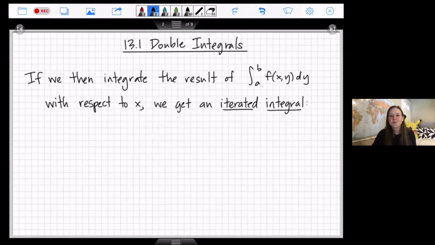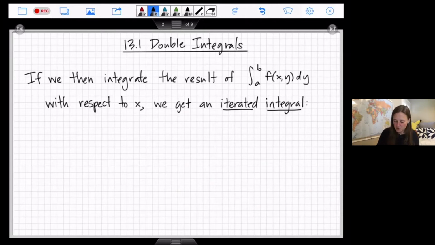Usually when we do integrals of functions of two variables, we actually integrate with respect to one variable and then the other one right afterwards. So we might integrate with respect to y, but then when we're done, we'll turn right around and integrate with respect to x. When we do this, we get what we call an iterated integral.